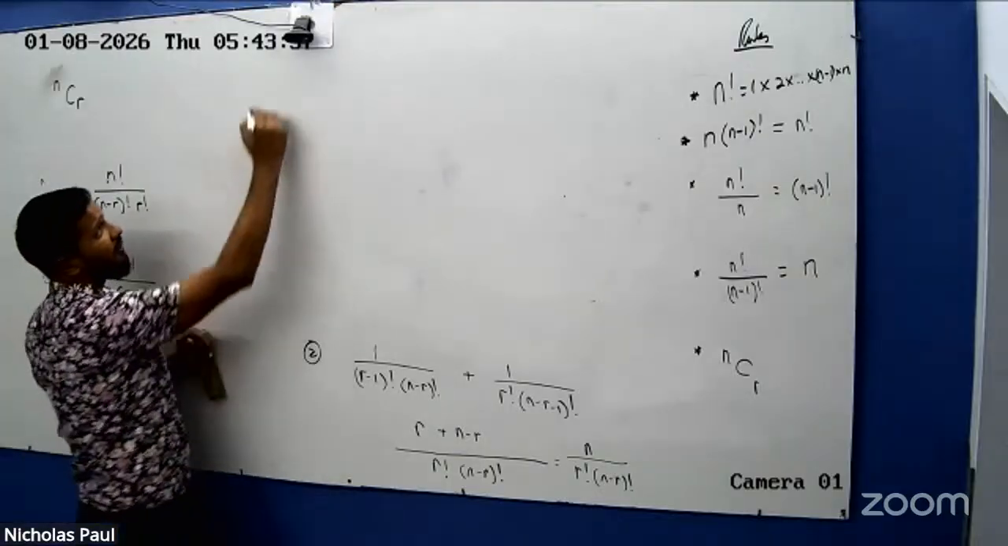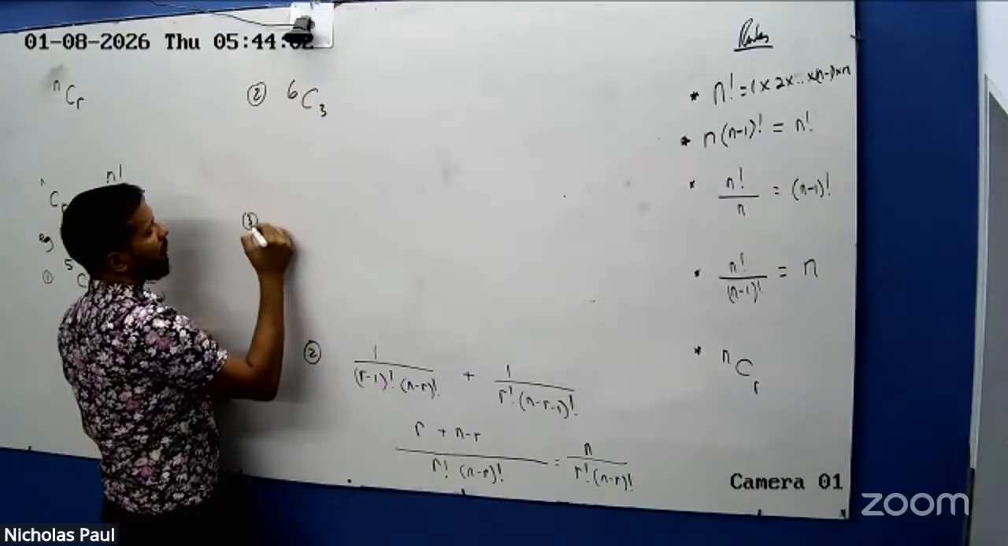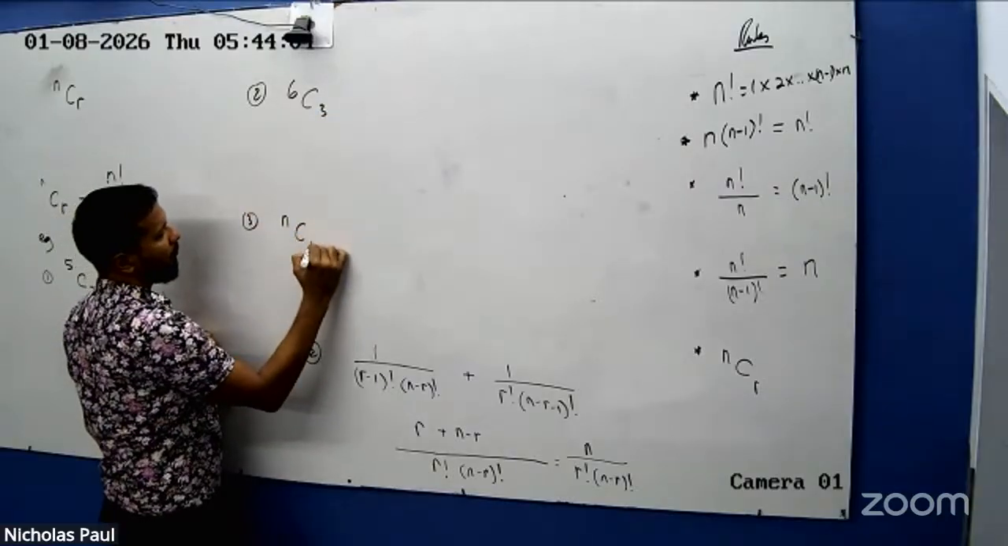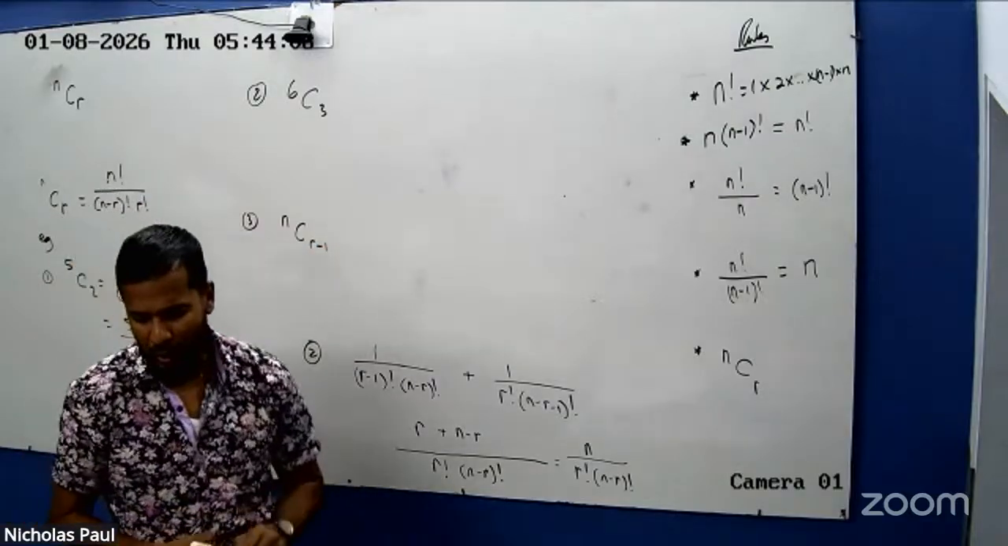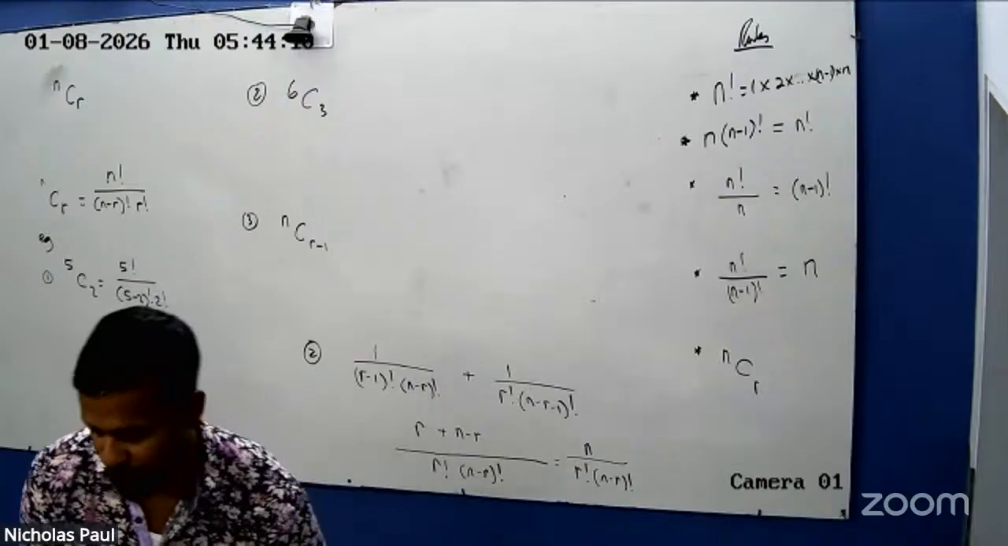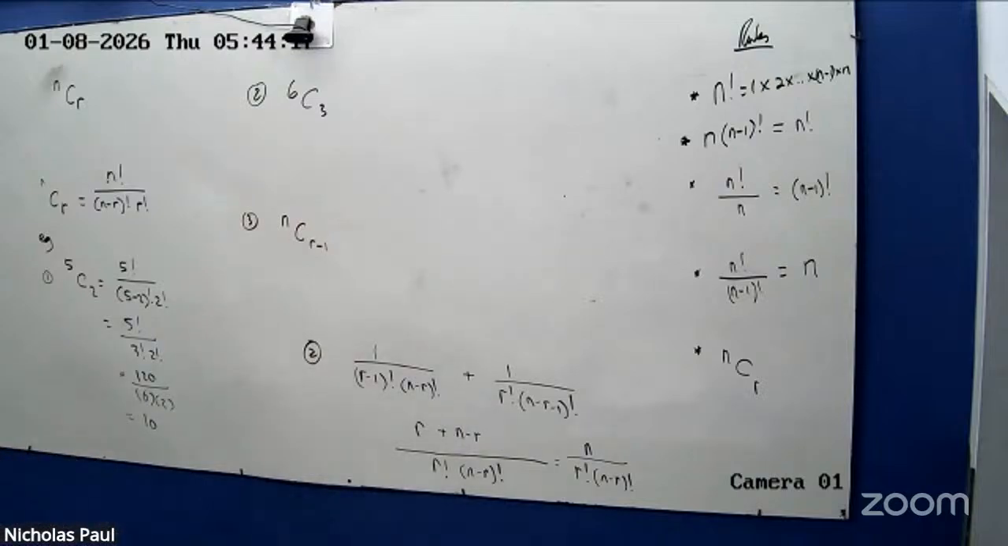Do me a favor now. Work out 6C3. Work out number 2 and number 3, please.